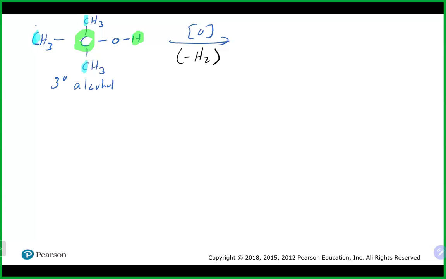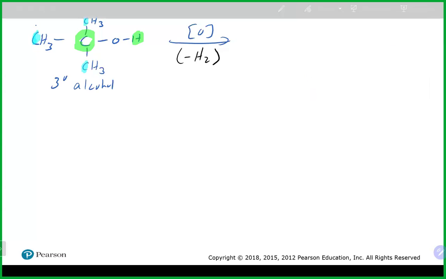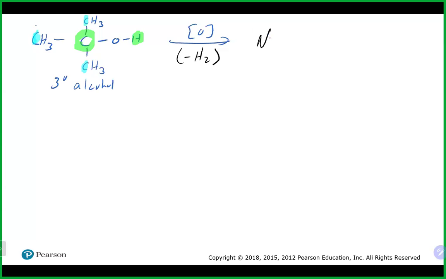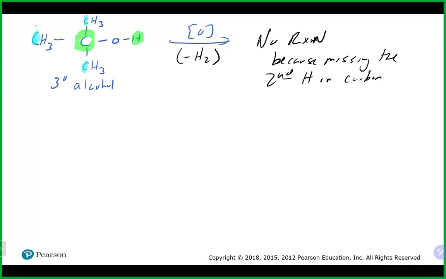So a tertiary alcohol will not oxidize. You'll get no reaction because it's missing that second hydrogen on the carbon, obviously the carbon that is attached to the OH group. You can't remove 2 hydrogens if you're missing one. So a tertiary alcohol will not go through oxidation.